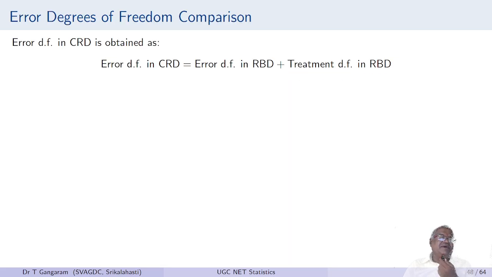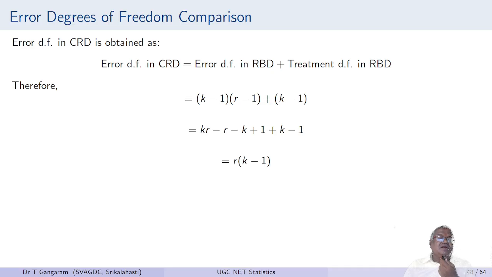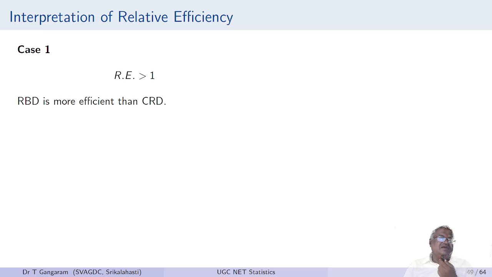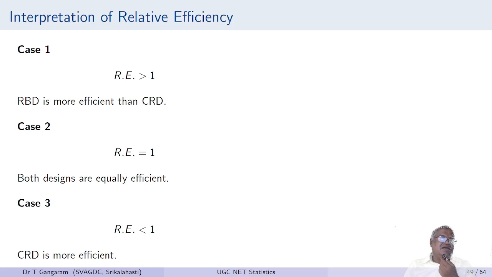Error degrees of freedom comparison. Error degrees of freedom in CRD is equal to error degrees of freedom in RBD plus block degrees of freedom. Therefore, blocking in RBD removes block variation from error variation, hence error variation decreases and precision increases in RBD. Smaller error variance leads to higher precision. In case RE is greater than 1, RBD is more efficient than CRD. In case RE is equal to 1, both designs are equally efficient. In case RE is less than 1, CRD is more efficient.